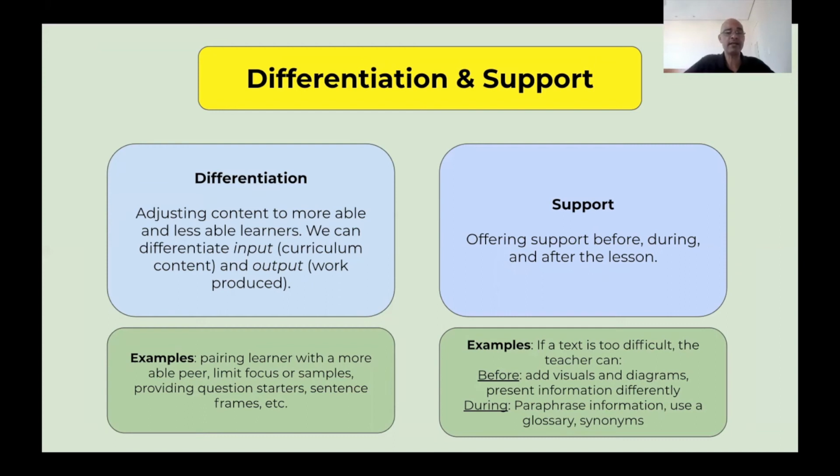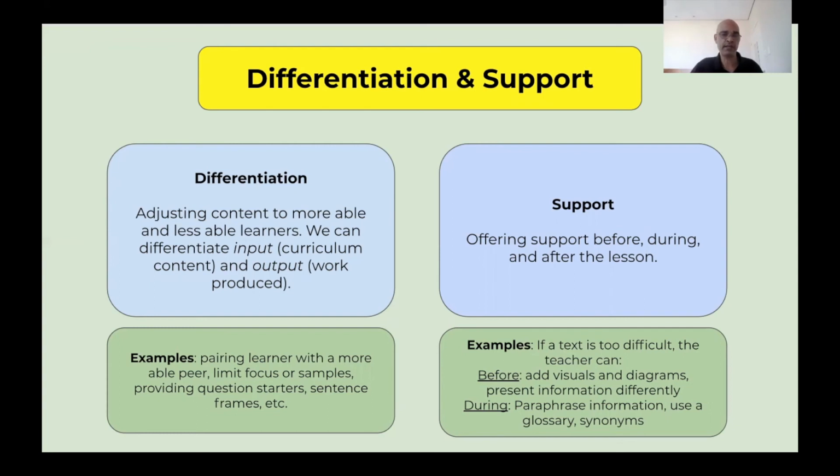So when I say differentiation, I'm basically talking about adjusting content to students who are more capable or less capable within that outcome or target, whatever it is that they're learning and I'm teaching. When we talk about differentiation, I can differentiate input, the content itself, or the output, what the students will produce. So let me see some examples here.